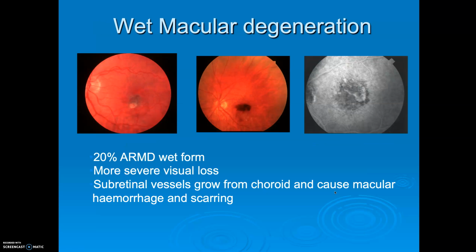By contrast, wet macular degeneration is a rarer form of macular degeneration, but can result in more severe visual loss, whereby new blood vessels grow from one of the deeper layers of the retina and can suddenly break off and bleed. Here is a tangle of new blood vessels about to bleed. Here it has bled underneath the macula. And if we perform a fluorescein angiogram, we can see that tangle of blood vessels that's about to burst through the retina.